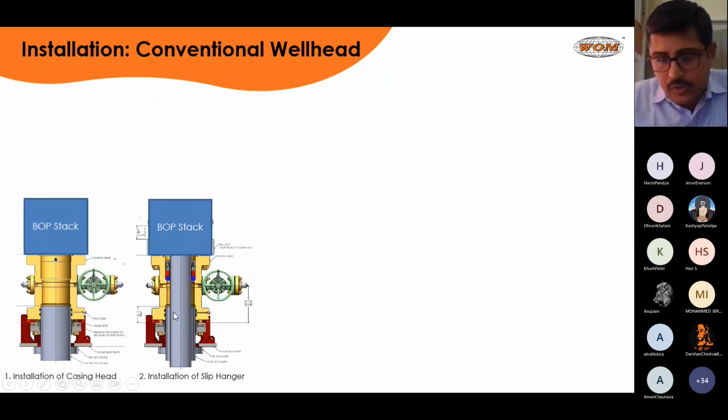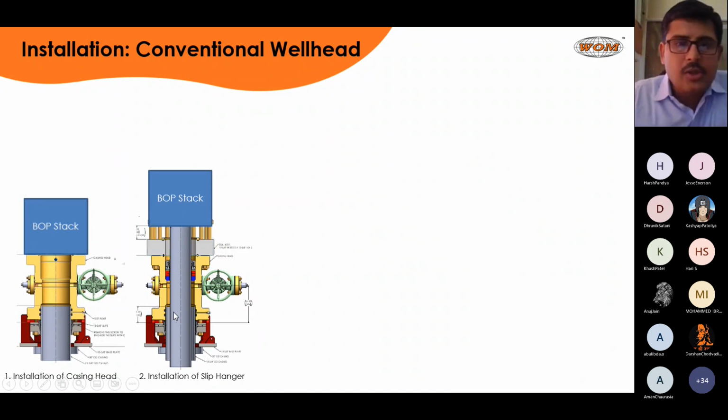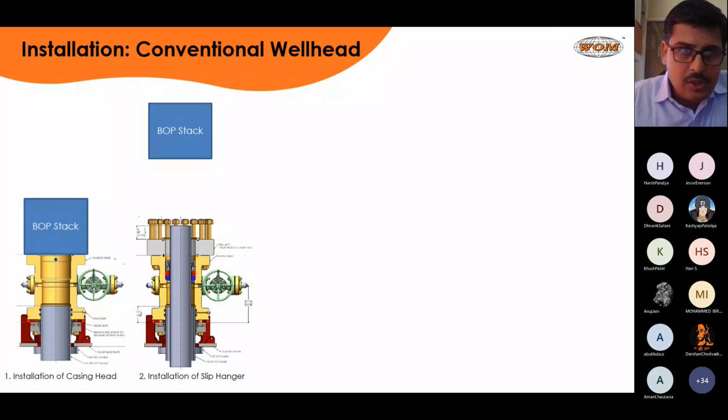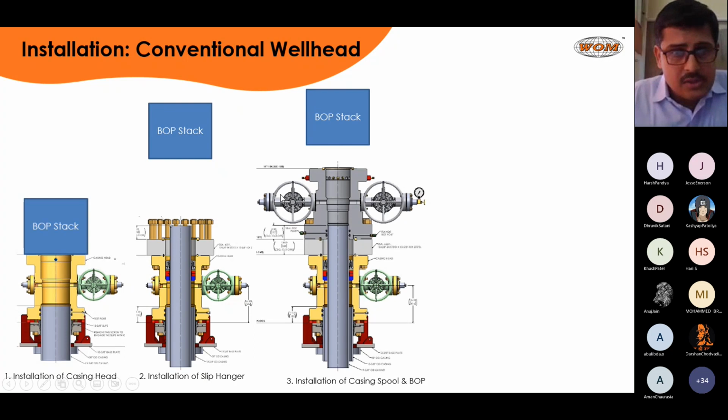Now for doing that, we have to lift the BOP. So the BOP will be lifted and hanging above the personnel who are going to work below it. Correct? So the BOP is just in the air, lifted by slings, and people will be working here to install this casing hanger. And once the casings are run and the installation is done, they will install the next flanges and the next casing spool. So this is again under the suspended load.